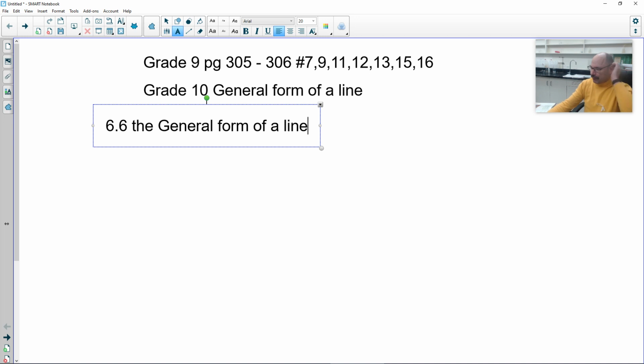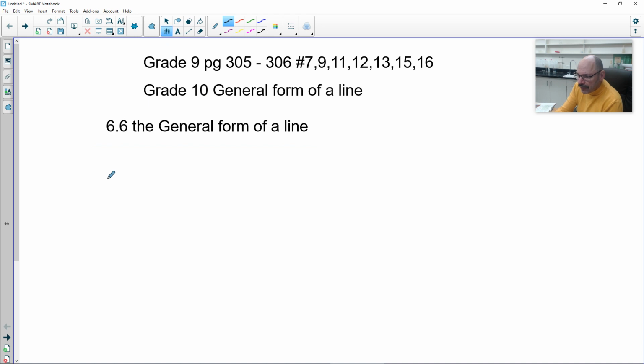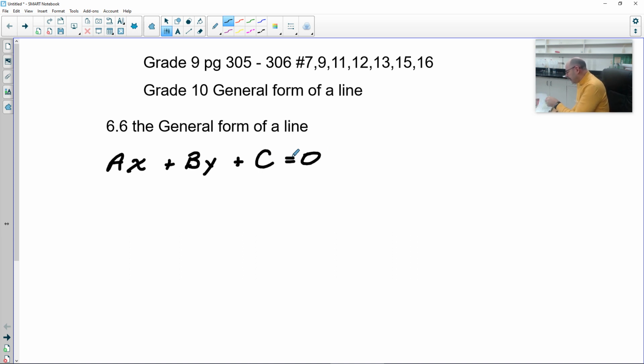Okay, so sorry about that. So general form of a line. If you're looking at a line, the general form of a line, if we take A, B, C as numbers, we put a number with x plus a number with y plus a number, and we equal everything to 0. So it looks like that. Now that doesn't look like anything special, but A, B, and C are all numbers.